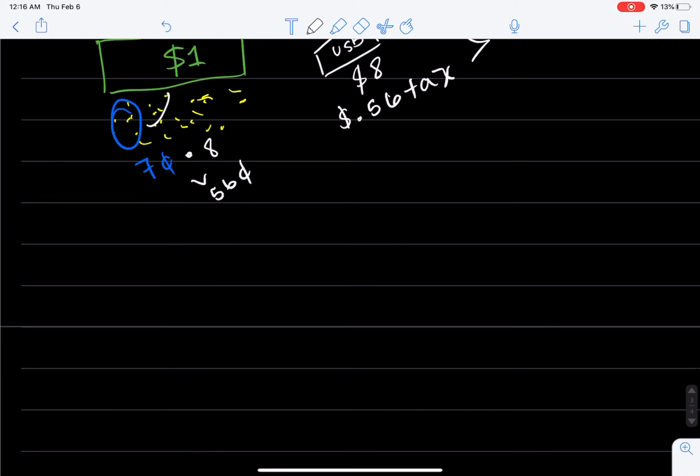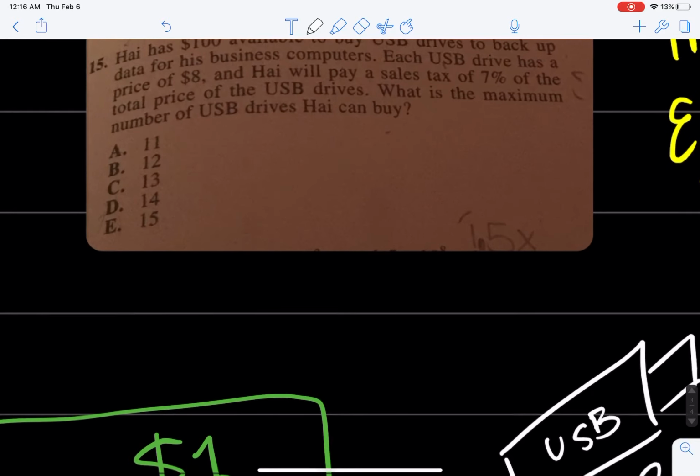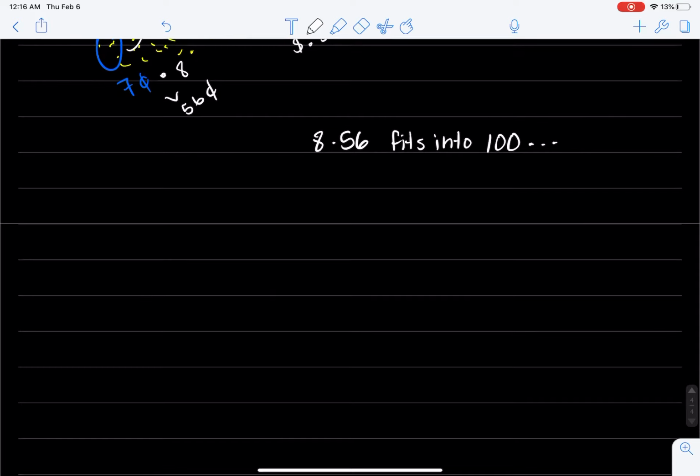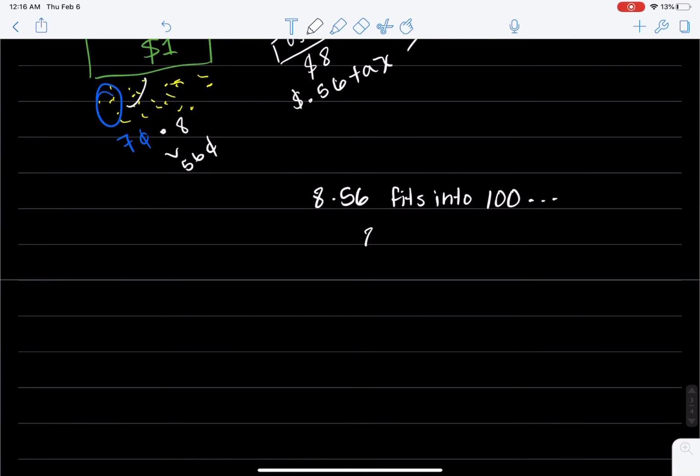So, let's see, $8.56 fits into 100 how many times? They start giving us the option at 11, and then it just keeps going. So, we're basically going to do 8.56 times 11, 8.56 times 12, and so forth, until we find the number that lets us know the most USBs he can buy.